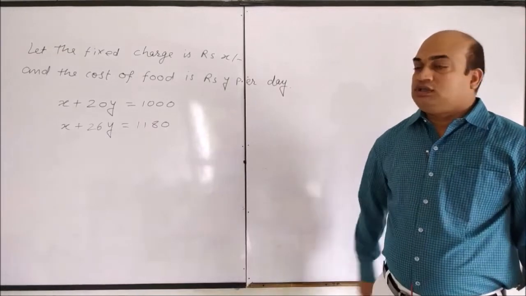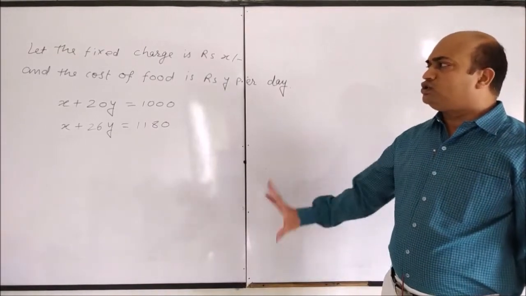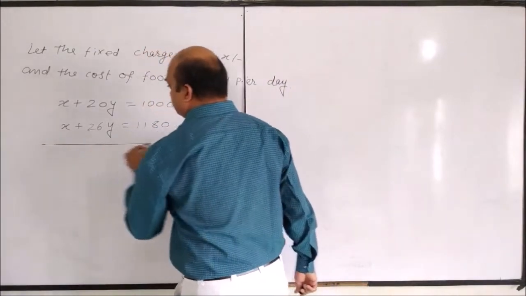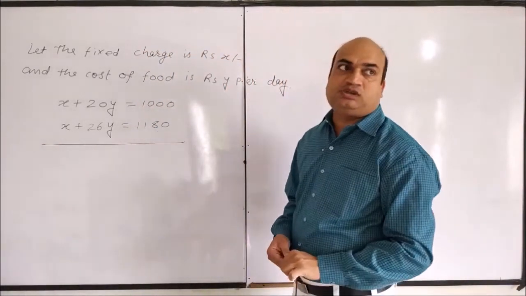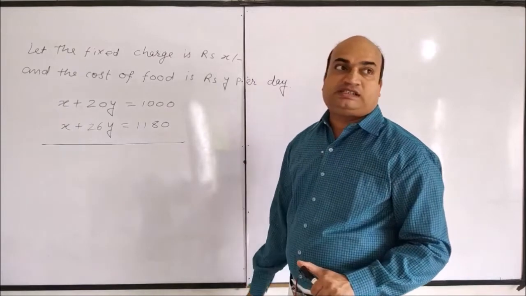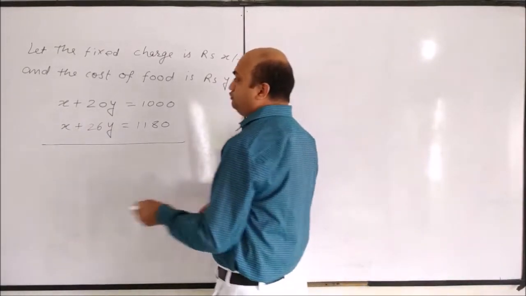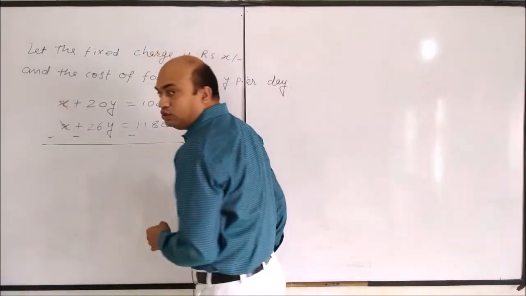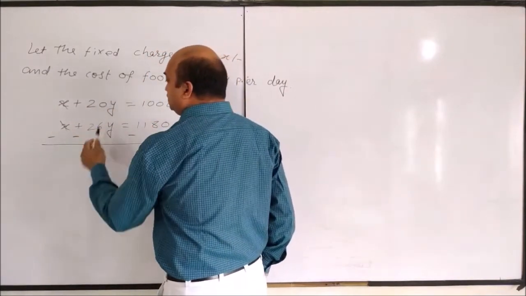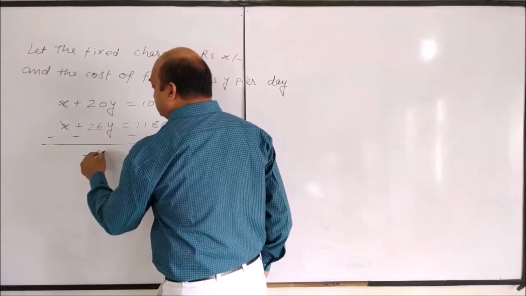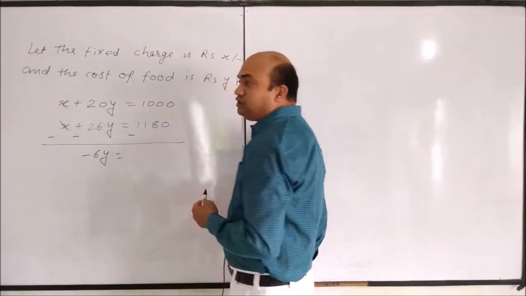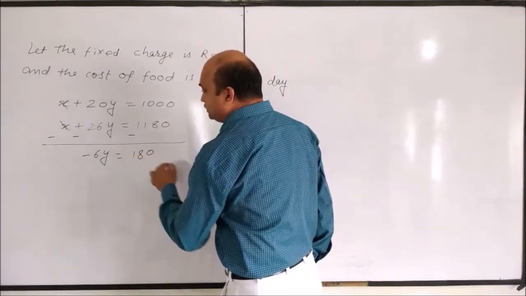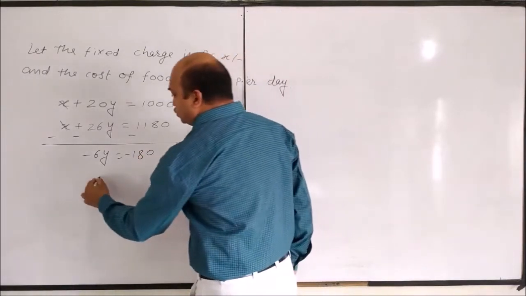If we want, we can solve. Better we solve these equations by elimination method. Just subtract them, because both of the two equations have the coefficient of X the same, so we subtract them. Change the sign, minus, minus, minus. This X we cancel out. 20Y minus 26Y is minus 6Y, and 1180 minus 1000 is 180, negative.